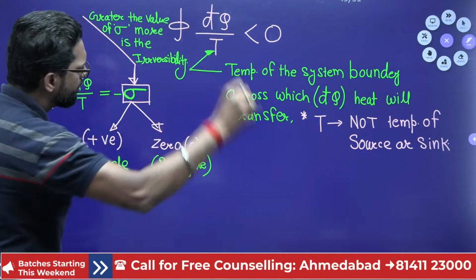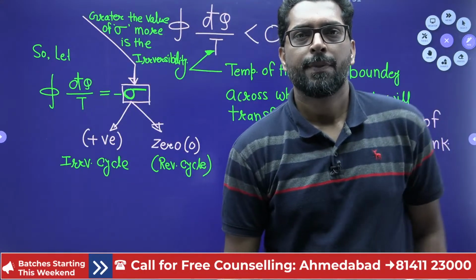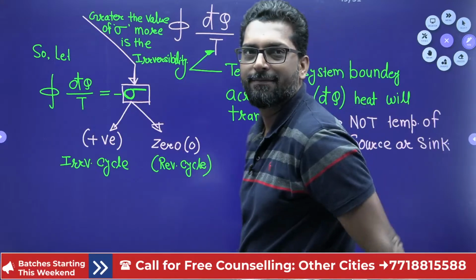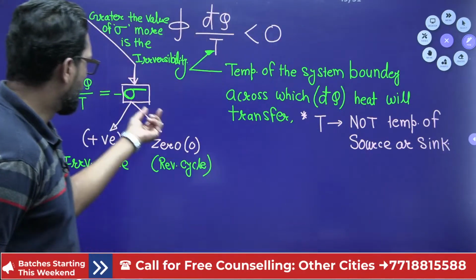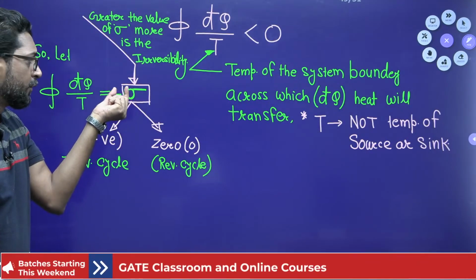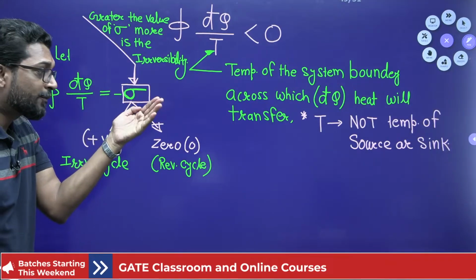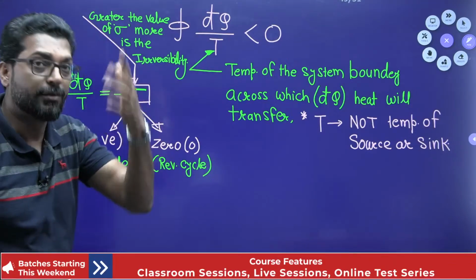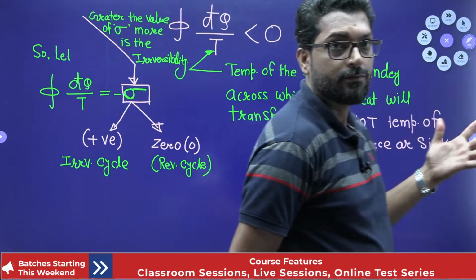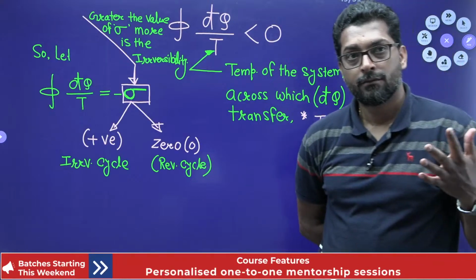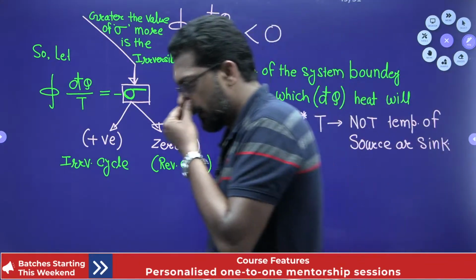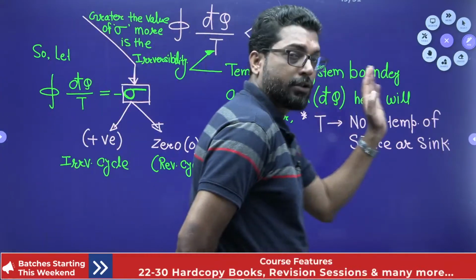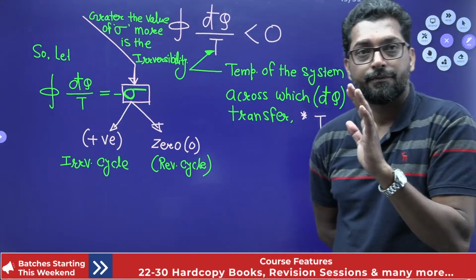More is the irreversibility. The greater the value of rho, the more the irreversibility. That means if you reduce this rho value, you approach from a spontaneous process to a reversible process. Okay. Now, so this is all about your cycle.